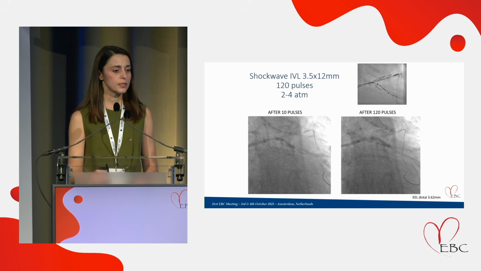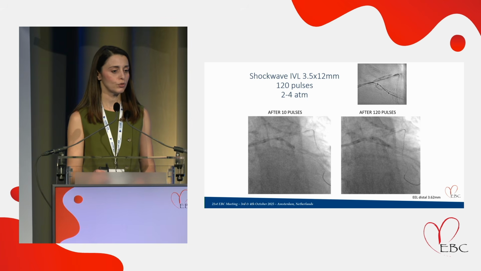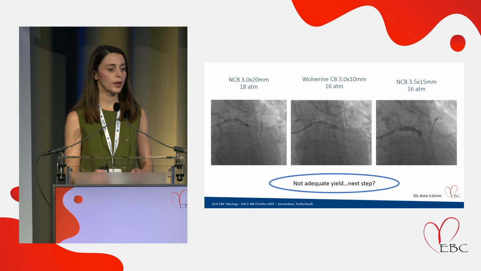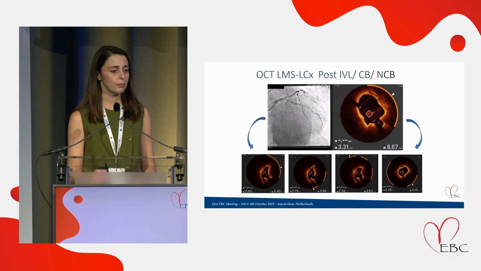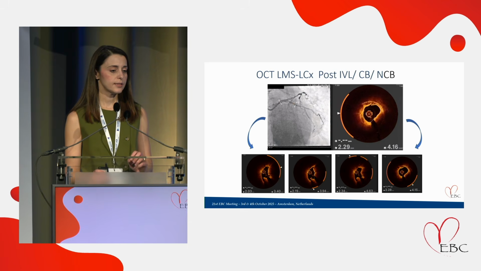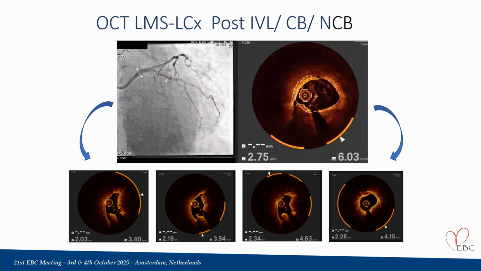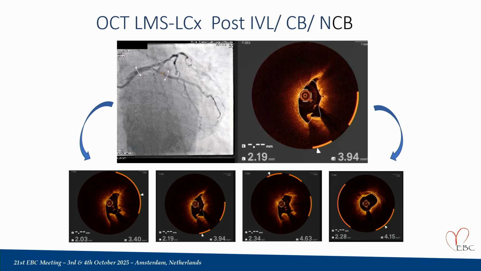So 120 pulses were delivered. Clear stent was used for optimal position of the electrodes to deliver the pulses. And then I went with a non-compliant balloon, a 3.0, a cutting balloon, and a 1-to-1 NC balloon. But there was still not adequate yield. So the next step was to perform another OCT run. And the MLA is still small. There's minimal fractures. And I felt that there wasn't enough lesion preparation to safely implant a stent.